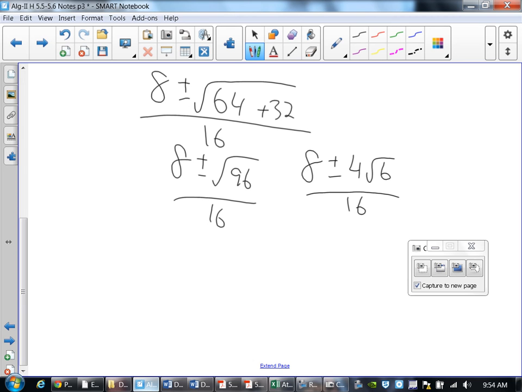What can you simplify that one by? 8. You can't. Why not? 8 goes into 4? Yeah, half the time. That's well played. I like that.